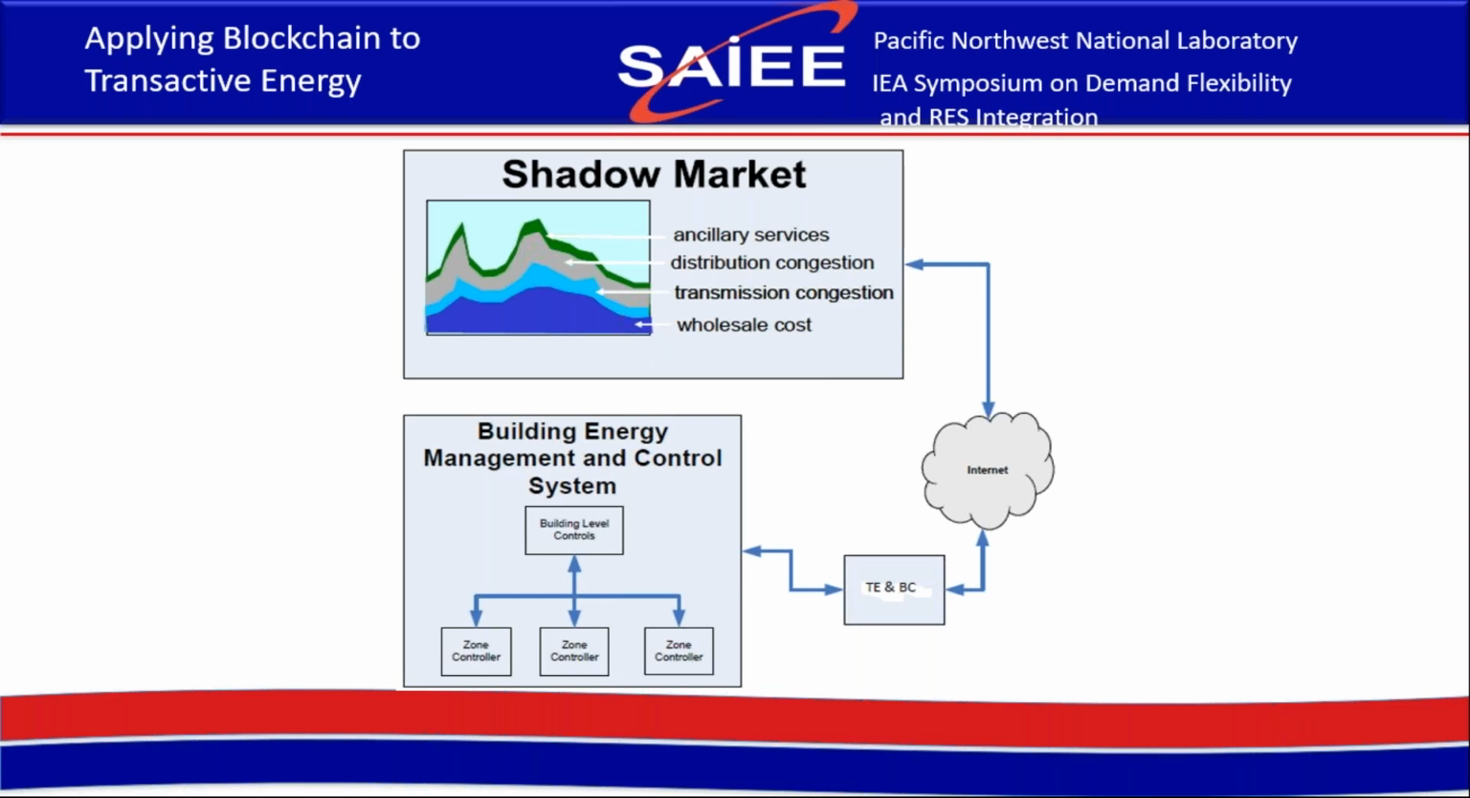If my neighbor needs more power, he doesn't necessarily need to get more power from the utility. He can just get more power from me. I can give him more power, there's a contract between us, and he pays me. So basically, that's what happens here. You've got the TE, that's your transactive energy, and the blockchain, and then you use that. Everything will be over the internet, and on the other side it helps you to alleviate distribution or transmission congestions.